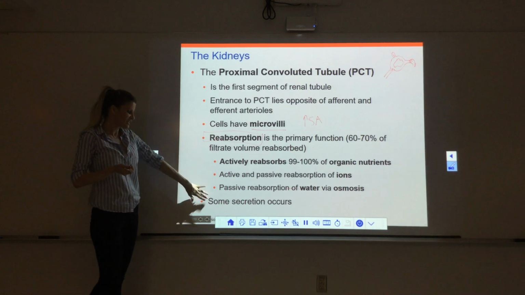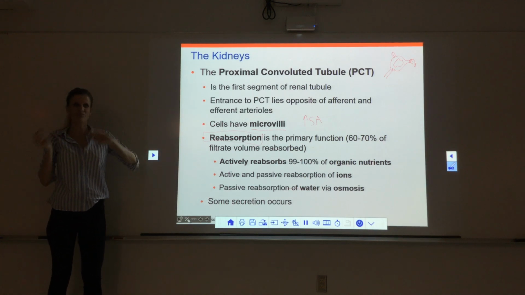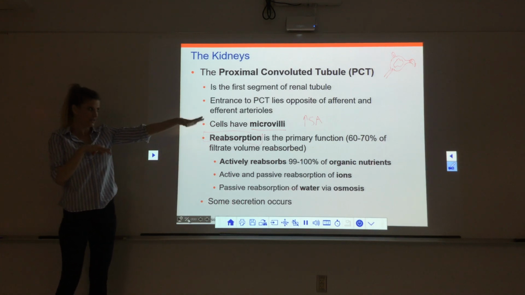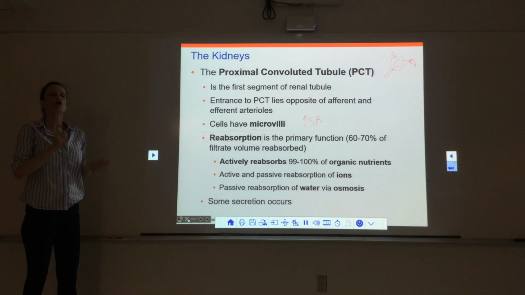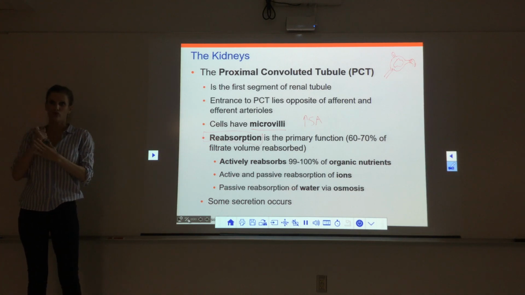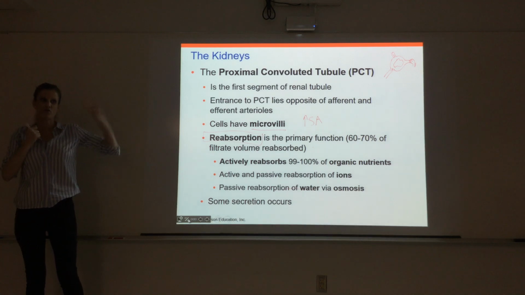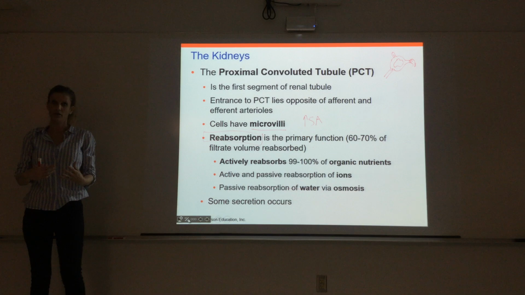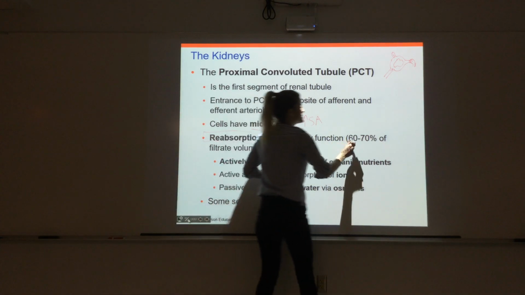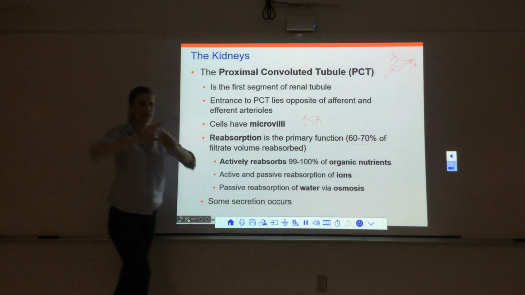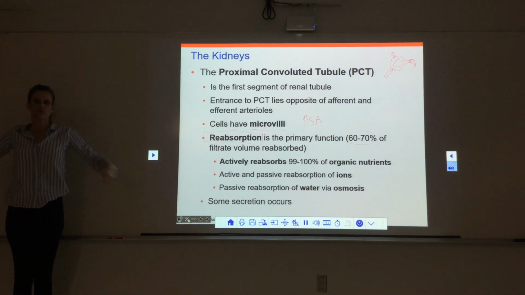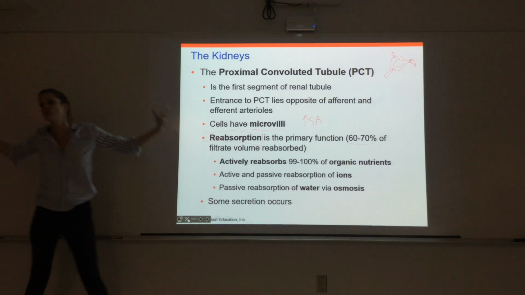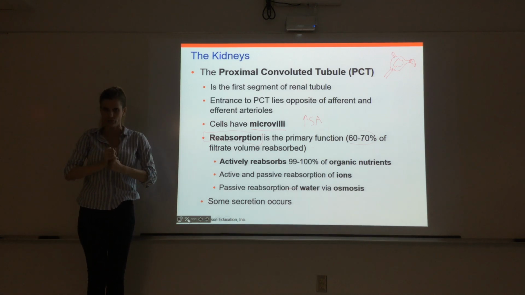We'll see that there's a little bit of secretion that happens. We do pump some stuff into the tubule here. But overall, looking at the proximal convoluted tubule, reabsorption is key. When you think PCT, think reabsorption. Active reabsorption. We reabsorb up to 70% of the volume that got filtered out of the blood here. So the majority of everything from water to ions, nutrients, everything that got pushed out gets pulled right back in that proximal convoluted tubule.